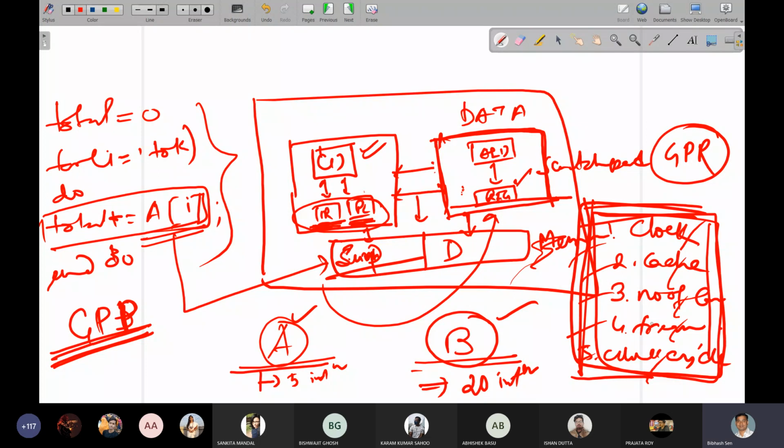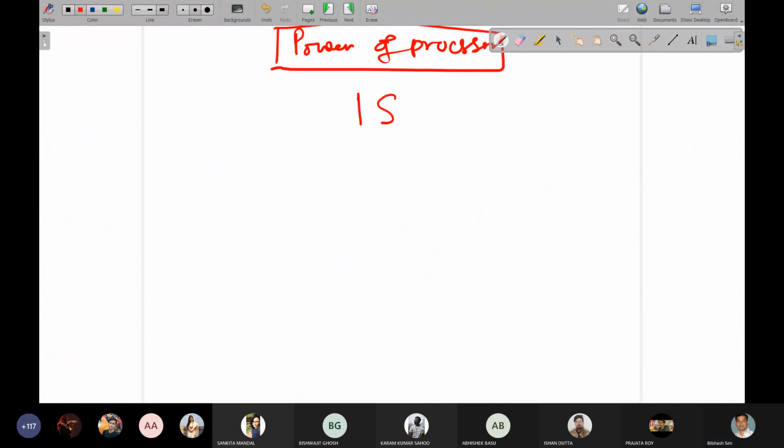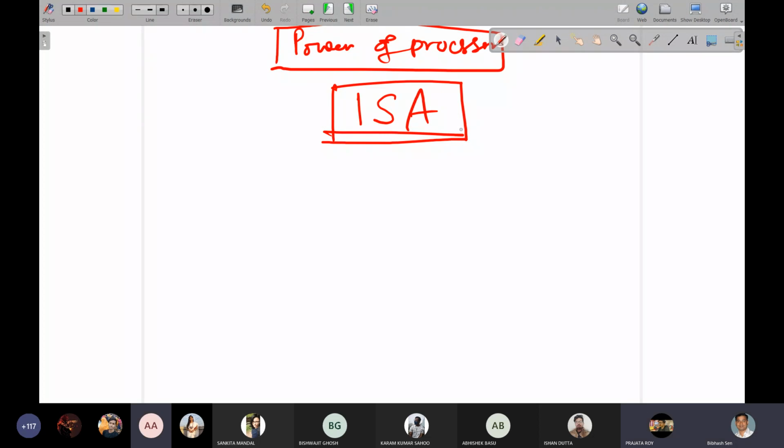The reason is that the power of a processor does not depend on these things. The power of a processor depends upon, I think in the very beginning of the classes I mentioned this thing. What is this? Instruction set architecture. Yes, instruction set architecture. The power of a processor fully depends upon the number of instructions it supports and how these instructions are processed.